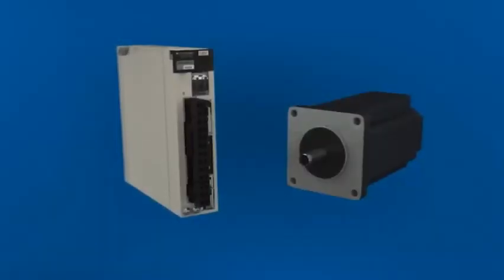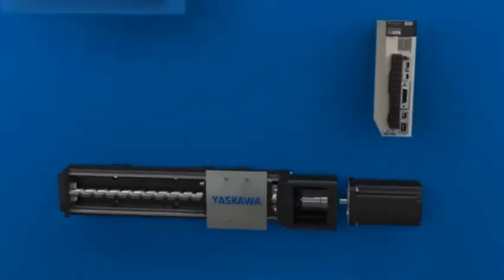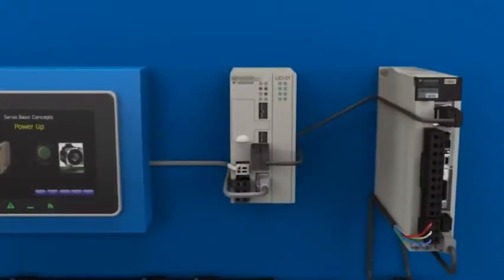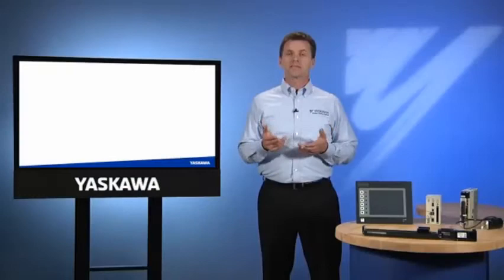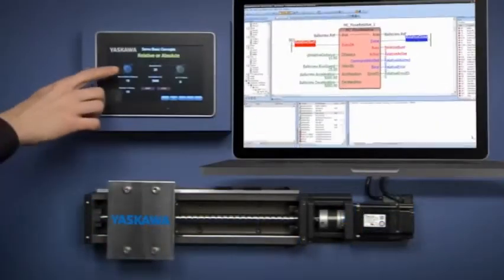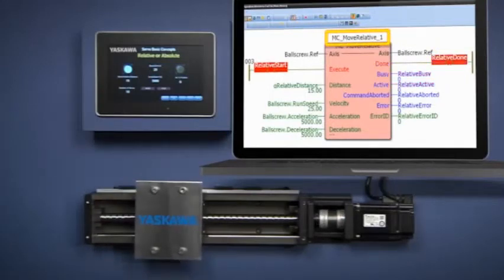While the servo amplifier and servo motor are the devices at the heart of the motion control system, let's move our discussion upstream to the controller, where all the commands originate. The topic of controller programming is beyond the basics, but we can cover some fundamentals, like distance and position. The program may require the servo mechanism to travel a certain distance relative to its current location.